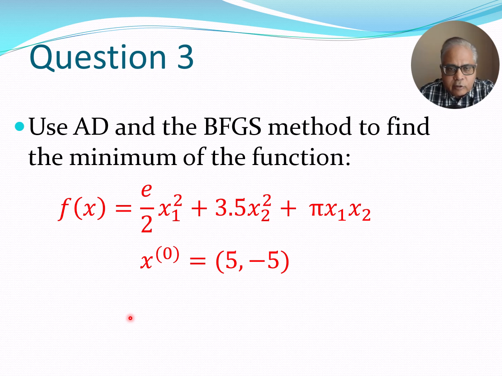Now that we can calculate the gradient vector, let us use the AD method and the BFGS function to find the minimum of this function here. And we are going to start with the point 5, minus 5.